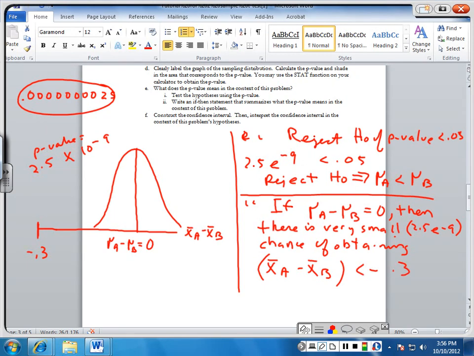Again, it's so small that you would reject H0, reject the idea that it came from a sampling distribution or a population where the difference between two sample means was 0.